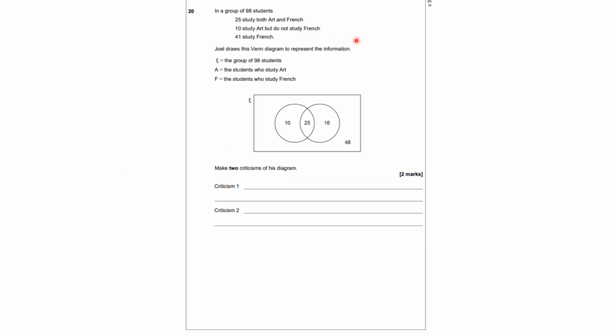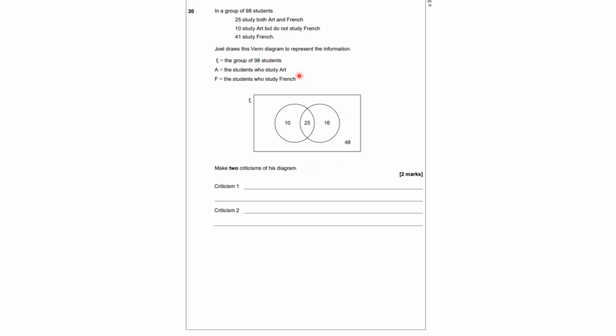So in this next question it says, in a group of 98 students, and I'll make some notes as we go, and if there's anything important. 25 study both art and French. 10 study art but do not study French, and 41 study French. Joel draws this Venn diagram to represent the information. So the top bit is a group of 98 students. A equals the students who study art, and F is the students who study French. It says make 2 criticisms of this diagram. Well, let's have a look.